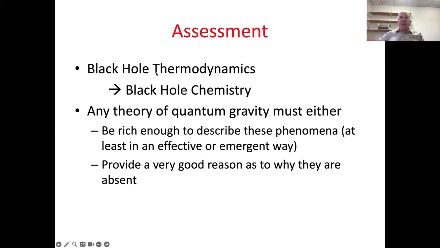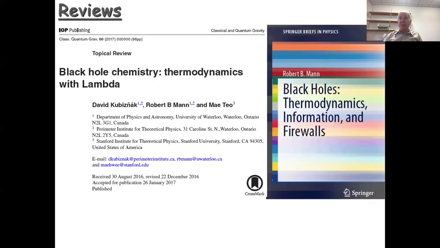So there is still a lot to learn from black hole chemistry, and I'll close with an assessment. Black hole thermodynamics has become black hole chemistry, I might say. And what I think the large scale lesson from this subject is this. We don't have a quantum theory of gravity yet, but whatever we come up with, it better be rich enough to describe all of this chemical phenomena in some effective or emergent way, or there better be a very good reason why it isn't there if it's not there. Thanks a lot for your attention, and sorry if I went a bit over time.